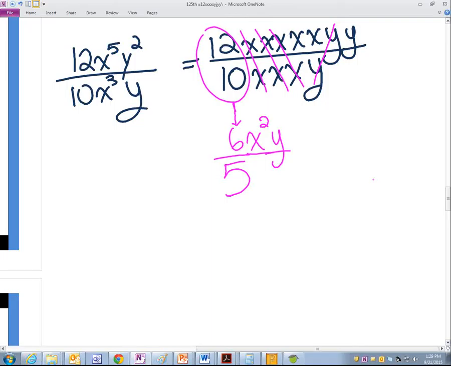Yes? What if it's like 12 and 12? If this was a 12, then it would just be this. Because this gets itself away, and what's left on the bottom? Just 1. So it cancels itself out, and it's just x squared y. Okay?